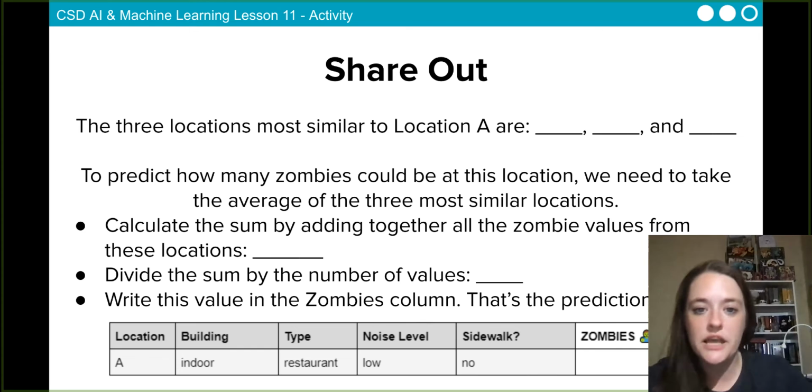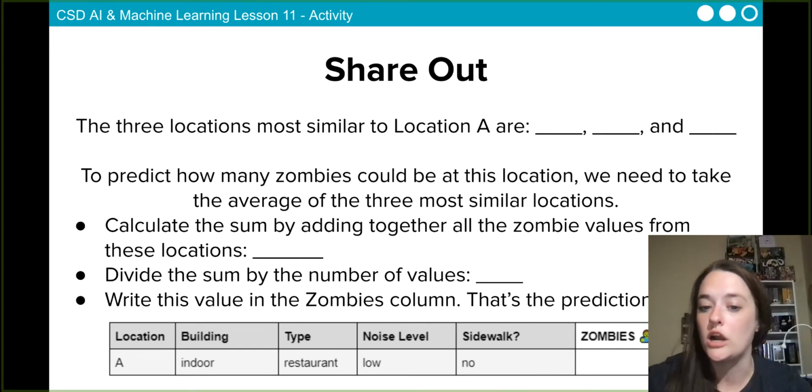The 3 locations most similar to location A are, don't put this on the discussion board, okay? Because it won't be as fun. Some people might try to look ahead and get the answers.